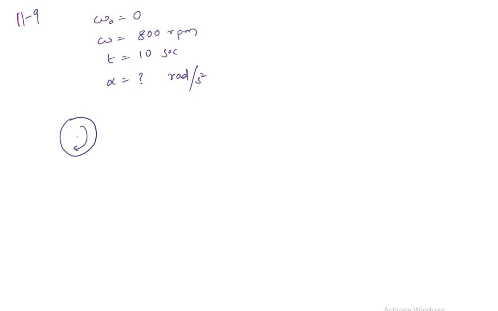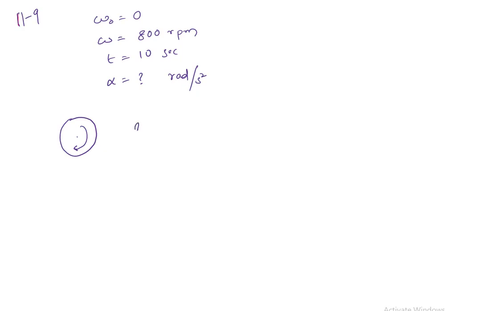Now one revolution is 2 pi radians, right? So 800 revolutions would be 800 times 2 pi radians, and then we convert minutes to seconds. This is going to be a common theme in all these problems. You would have to convert RPM to radians per second or vice versa, so you should be pretty fluid with this conversion.